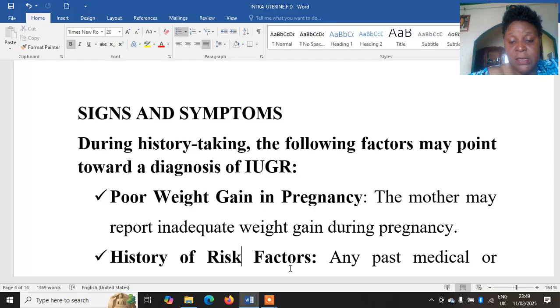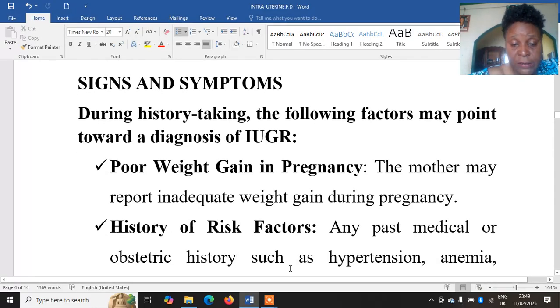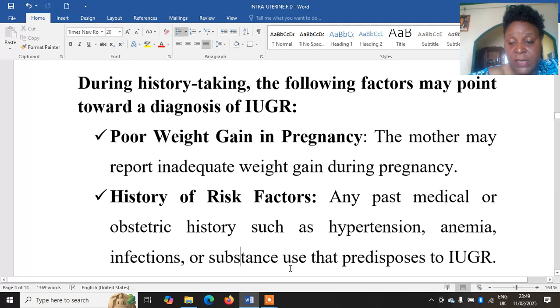So all that, we don't let it go. We just want to think about it. Then history of the risk factors, like we have said above, of the predisposing factors.